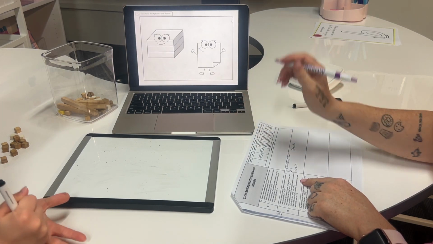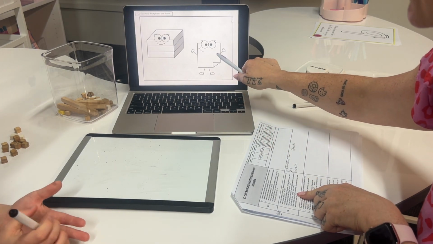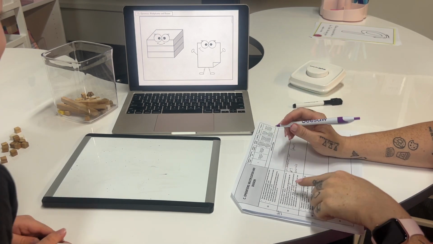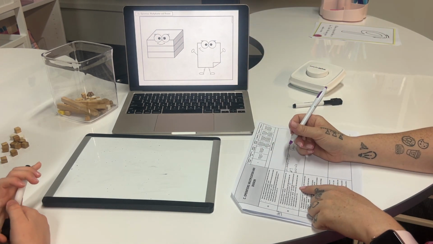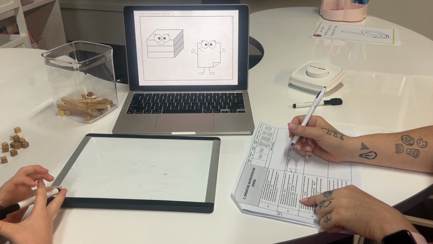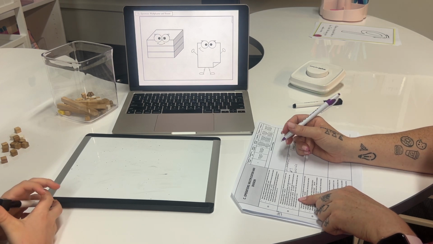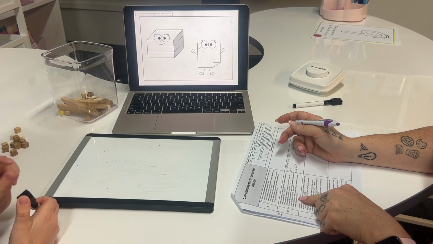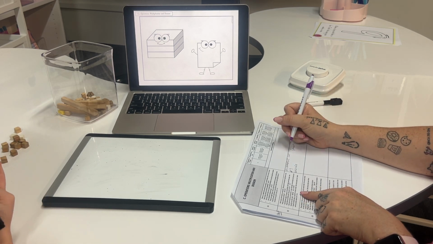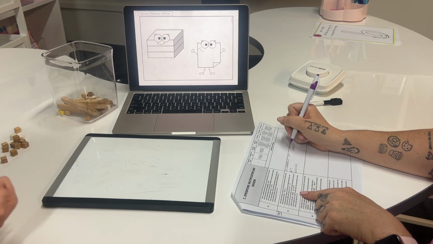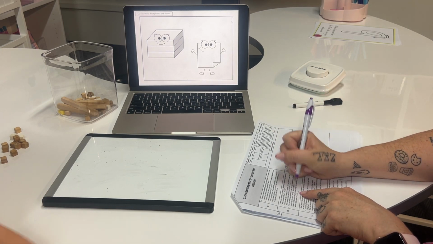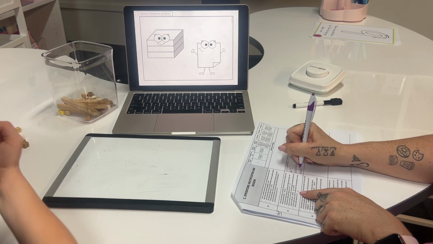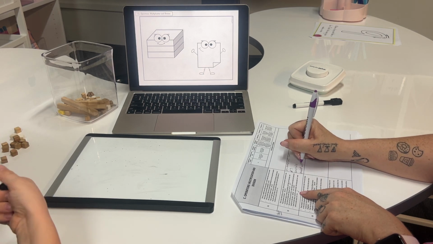Amazing. All right, I have 55 sticky notes. 5 can fit into a stack. How many stacks can I make with my 55 sticky notes? How did you get that? Because I counted in 5s. Counted in 5s. Oh my gosh, you are so awesome.